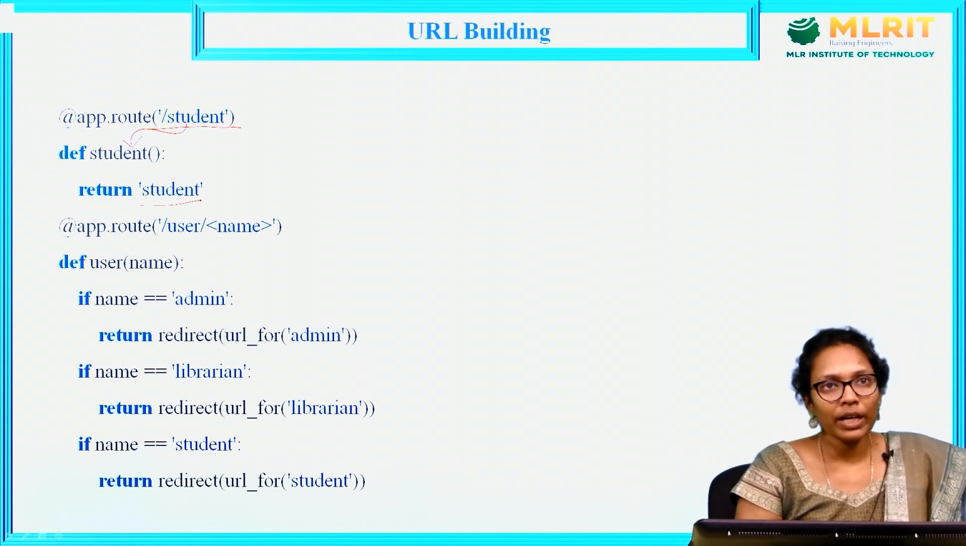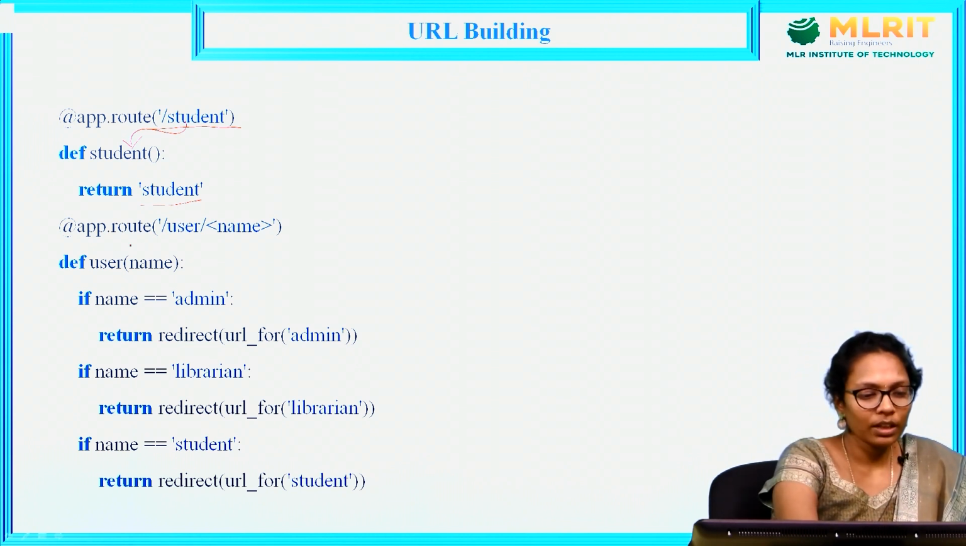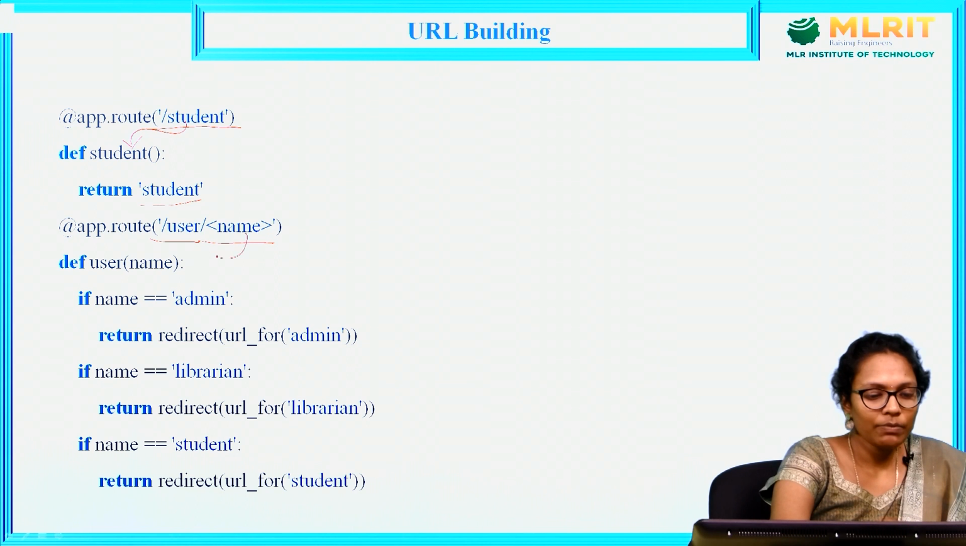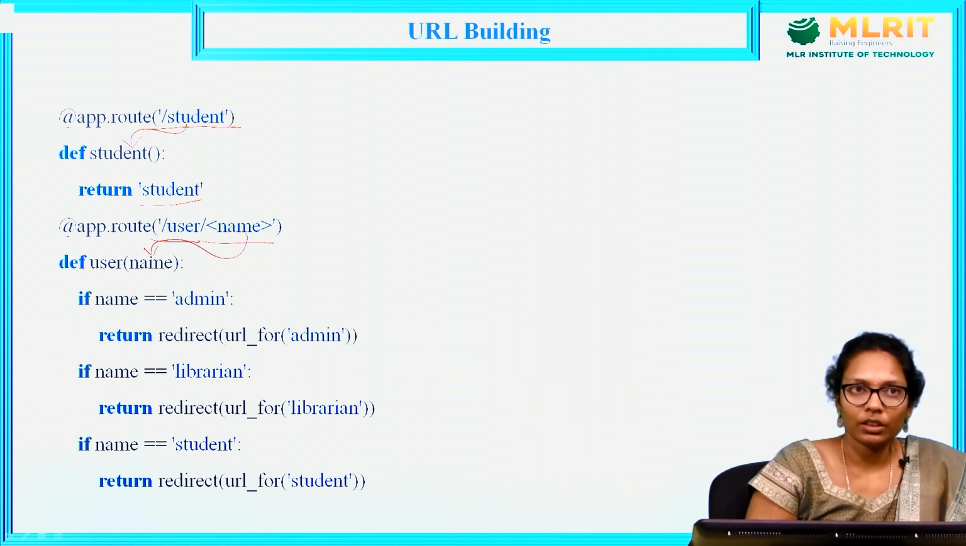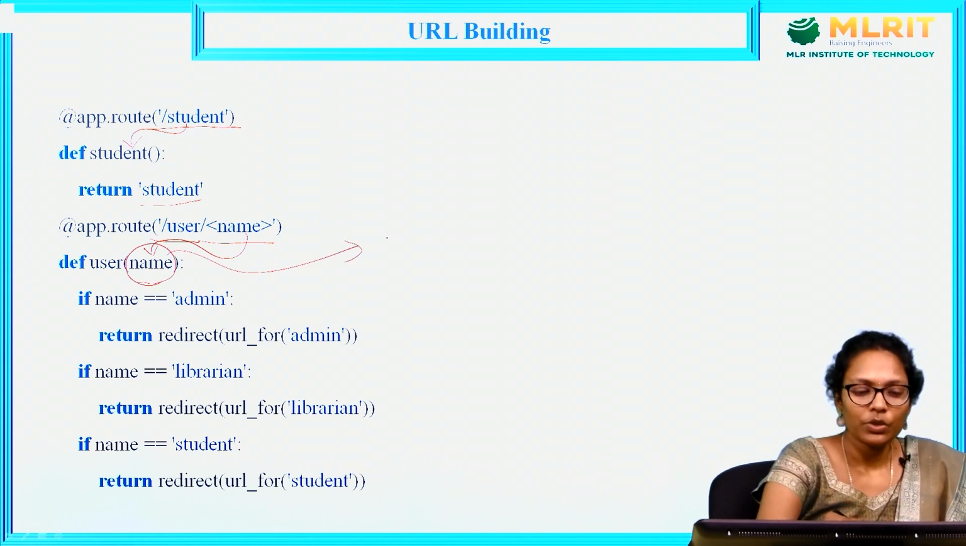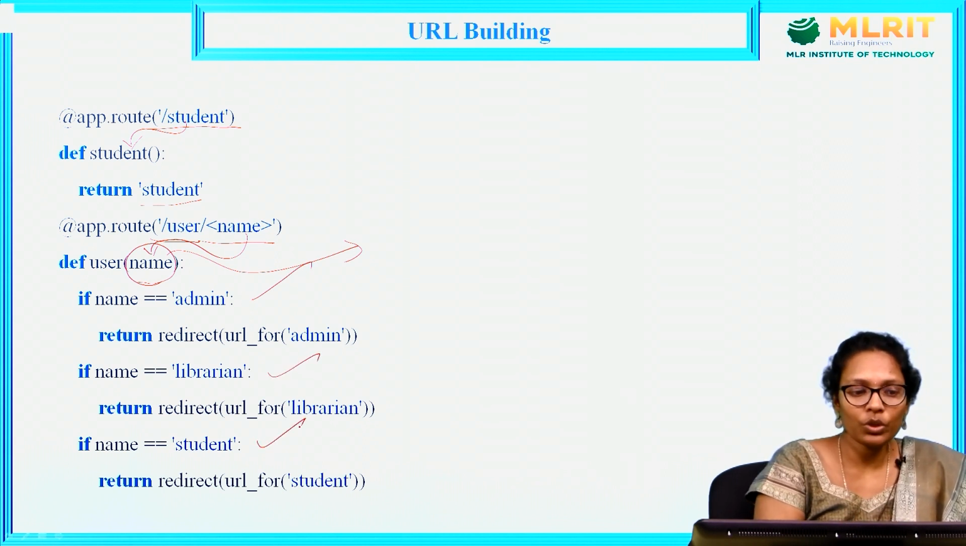Now I'm writing one more URL, /user followed by name. The name is a variable here, which I'm passing to the user function. The possible values for this variable are three: admin, librarian, and student. We have already written different URLs for the different functions: a separate URL for admin, a separate URL for librarian, and a separate URL for student.